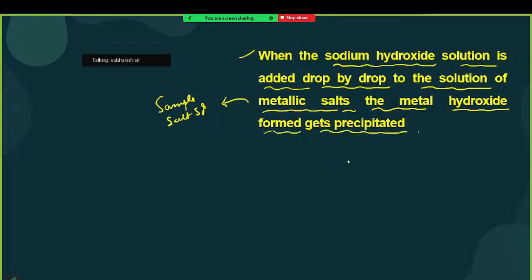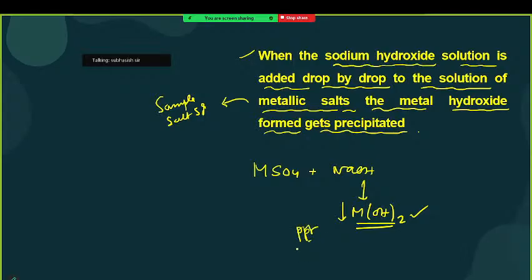When you add some amount of sodium hydroxide, suppose a salt contains metal sulfate, and when you add sodium hydroxide, you see that the metal is separated as its hydroxide. This is in the form of a precipitate. Precipitate means this is the insoluble part that is separated from the reaction mixture.